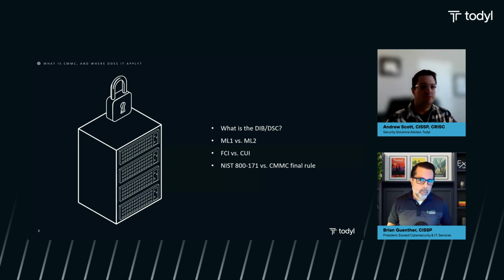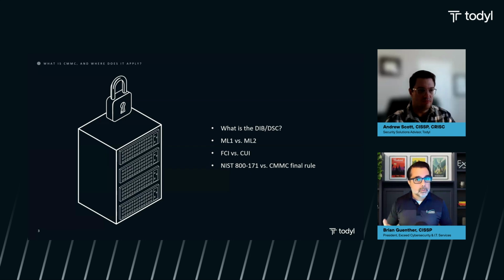ML1 stands for maturity level one. So in short, what that means is that the defense contractor must adhere to and show or self-attest for 17 security practices, right? They may not be technical in nature, but there's certain practices they have to employ and have to attest to the DoD that they completed in order to show that they're safeguarding what's called federal contract information, FCI. That is akin to ML1, maturity level one.